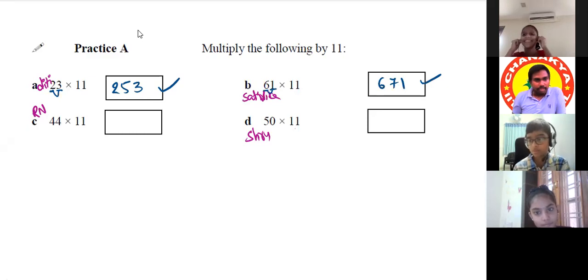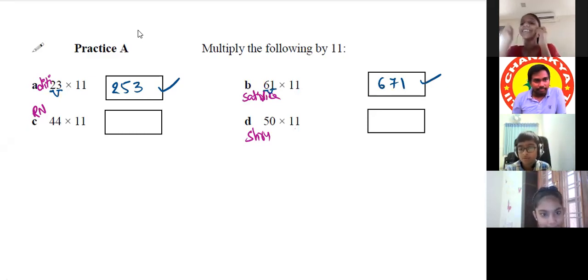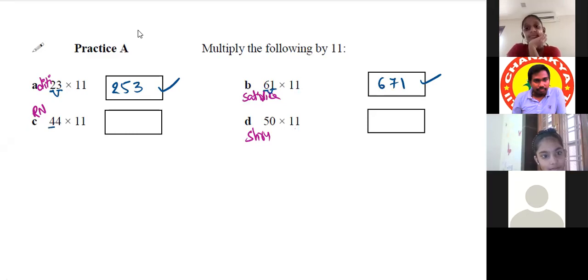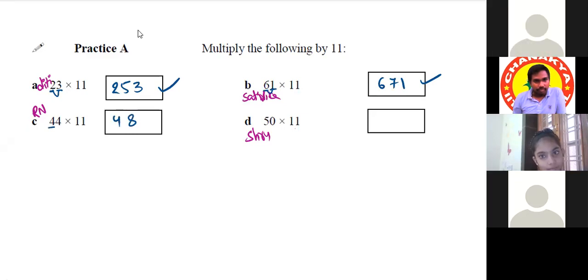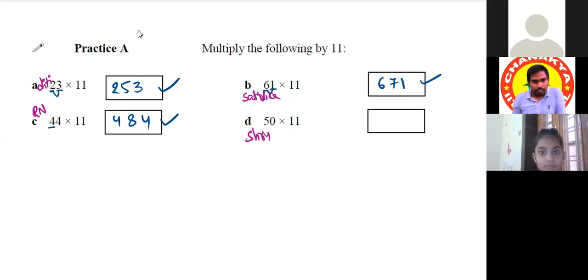Very good. Correct. Then Ritvik, N. Sir, first we have to keep 4 as it is, and then 4 plus 4 is 8, and then we have to keep 4 again. That's all. Very good. Correct. Then Srishti. Sir, we need to keep 5 as it is, and then 5 plus 0 is 5, and the last digit 0 as it is. The answer is 550. Sorry, I have written it wrong. 550, yes.